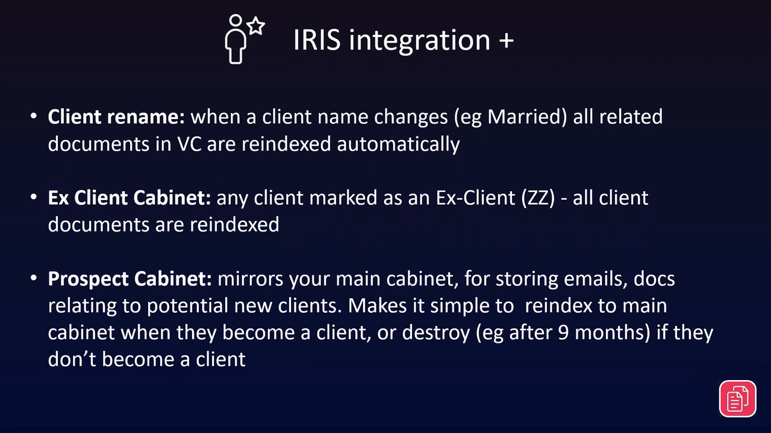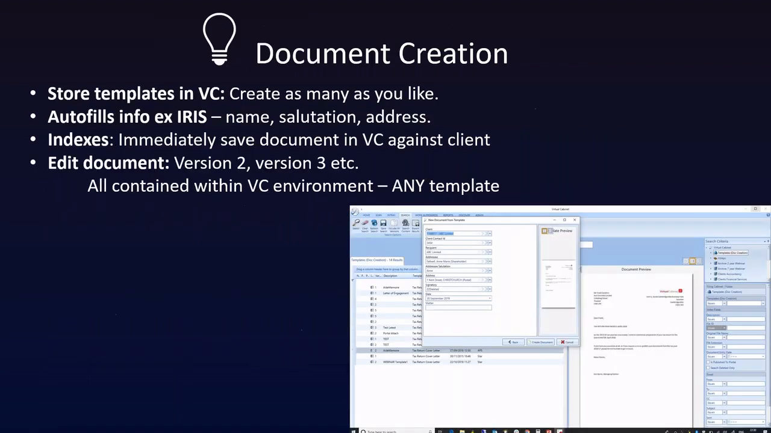The great thing about the prospect cabinet is, if they're not manually re-indexed, at a certain point in the future, you can apply a document retention policy to it and say, after 9 months or after a year, if we're not representing them, then we should destroy those documents because we're not representing that client, and therefore we shouldn't be holding them. So that's some of the Iris integration plus, as I called it there, of things you do, and I can see some people are interested, which is great.